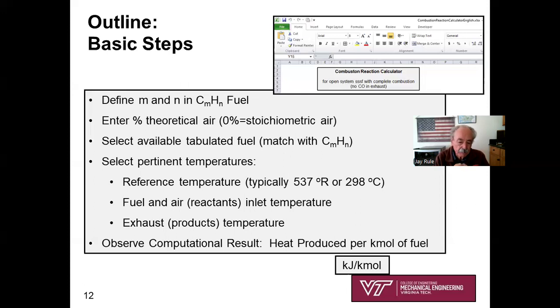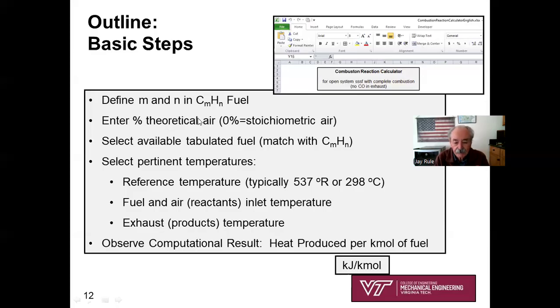So here are the basic steps that you would take to run this Excel file, and the same basic steps you would take to solve this problem on your own as if you did not possess this Excel file. So let's look at the basic steps. Step one, define the values M and N in your fuel. So if you had methane, M would be 1, N would be 4. If you had propane, M would be 3, and N would be 8.